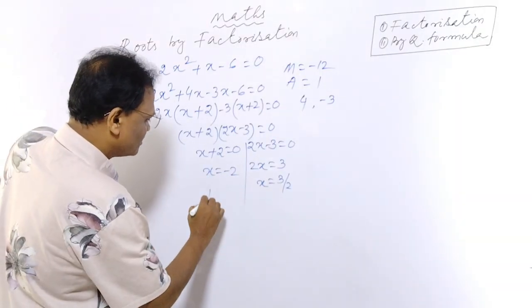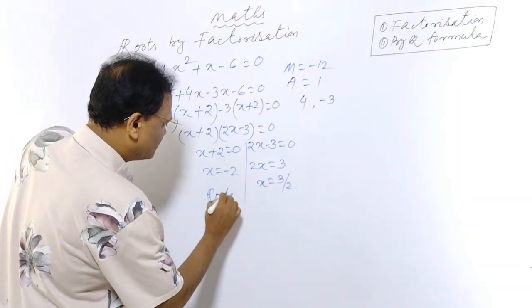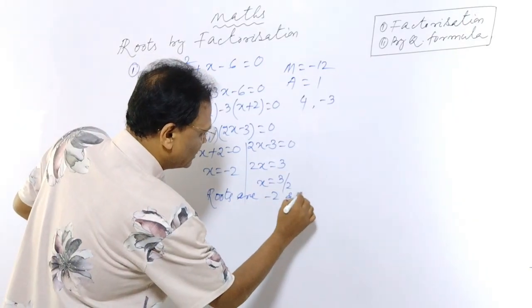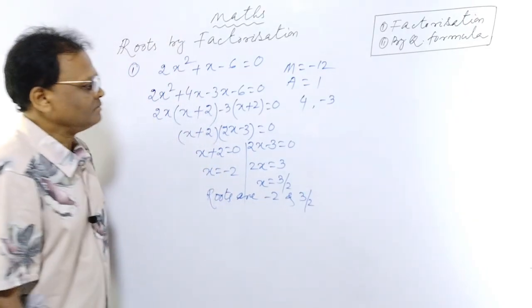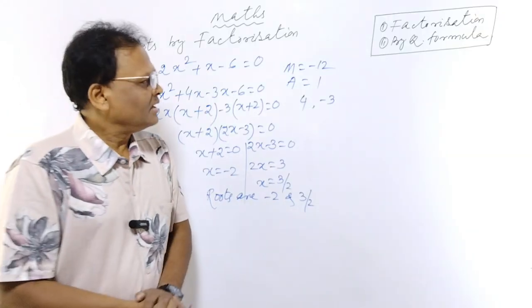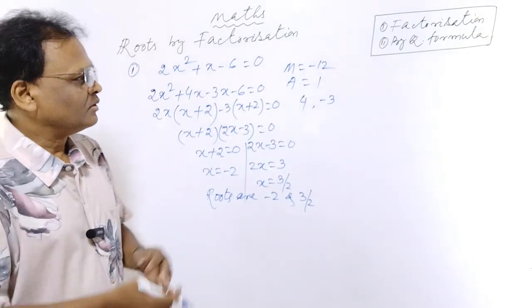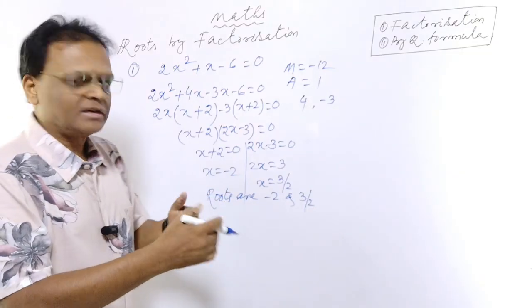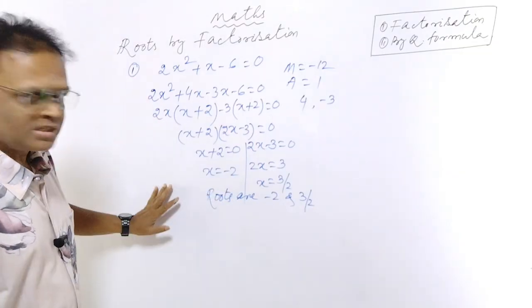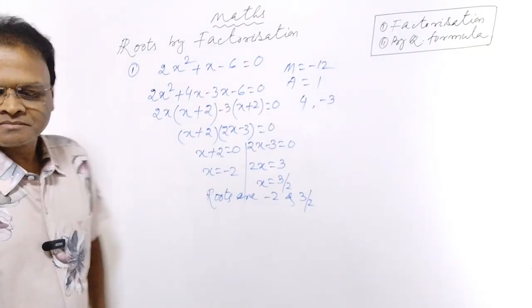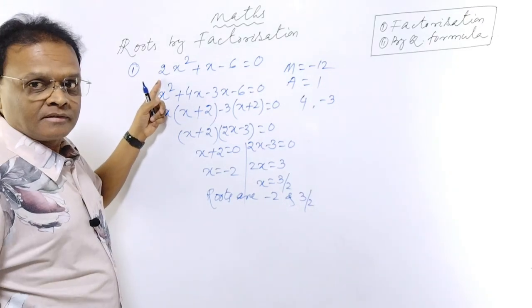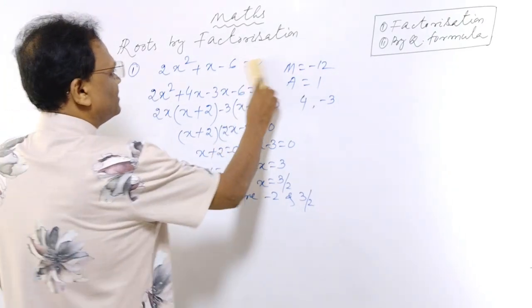So what are my roots? My roots are minus 2 and 3 by 2. Like this, similarly we do 2-3 problems of different types, how to find the roots of different quadratic equations. So I think this one is clear. Let me do one more. Got it? Let me do the second one.